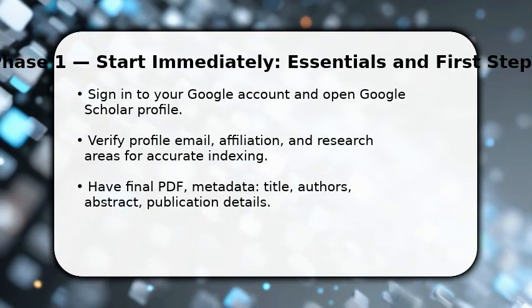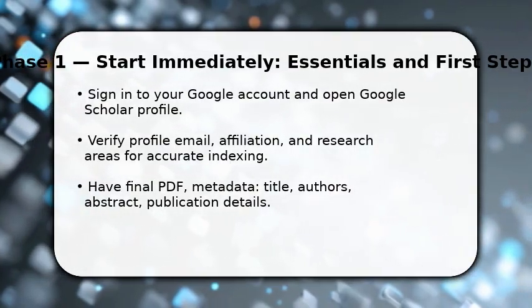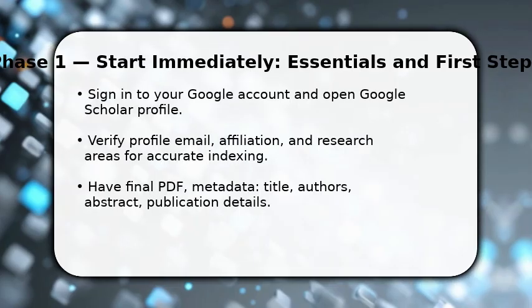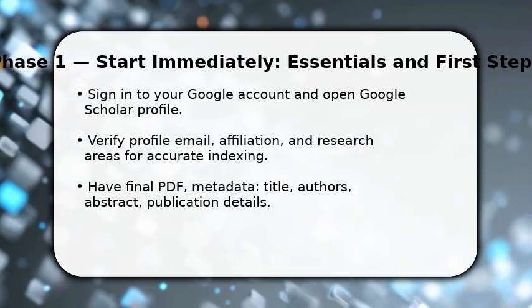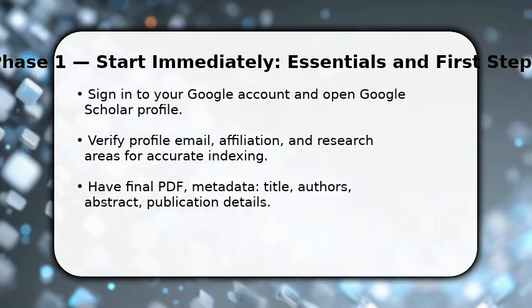You start by opening your Google account and going straight to your Google Scholar profile. This is necessary so uploaded items link to your author record. Make sure your profile email and affiliation are correct, because Scholar uses that to match citations.